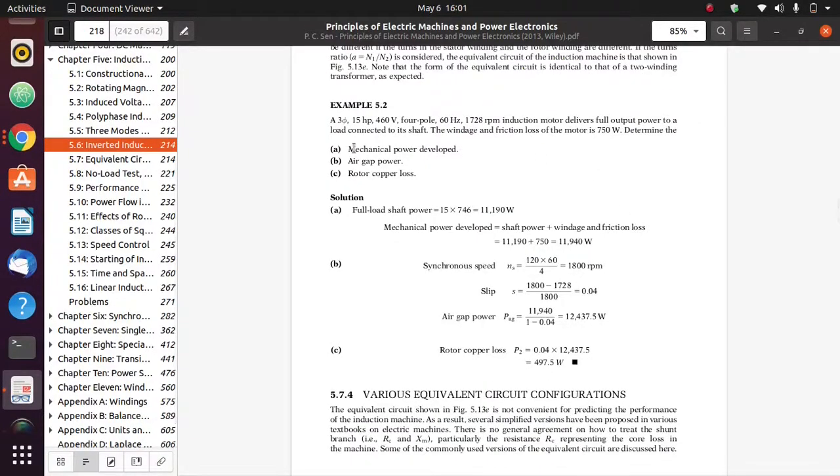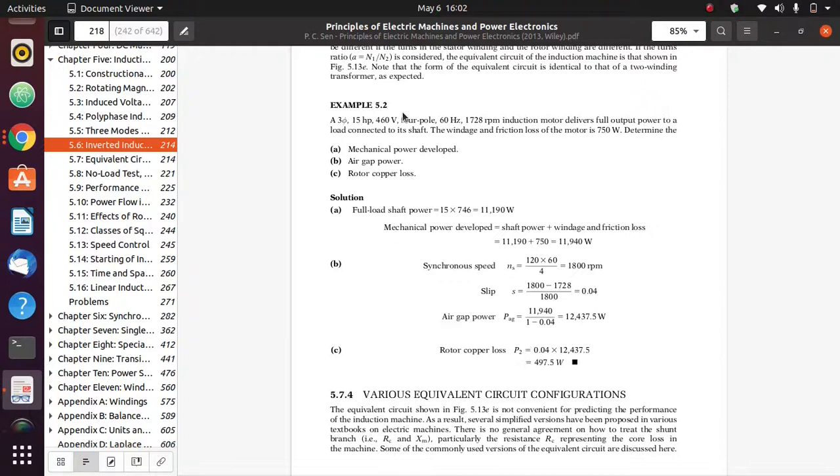Now, you're told to calculate. You're given a three-phase 15 horsepower, 460 volt, 4-pole, 60 hertz, 728 RPM induction motor delivers a full output power when a load is connected to its shaft. The windage and frictional losses of the motor is 750 watts. So determine the mechanical power developed. So what will be the mechanical power developed?